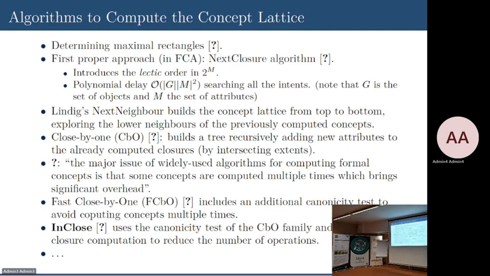On another line, the In-Close family of algorithms by Andrews, originally introduced in 2017, introduced an incremental computation of the closure. So instead of computing the closure all at once, we only compute it until the attribute we are at the moment. So this also greatly reduces the cost of computation, because computing closures is one of the most costly operations that we do in FCA.